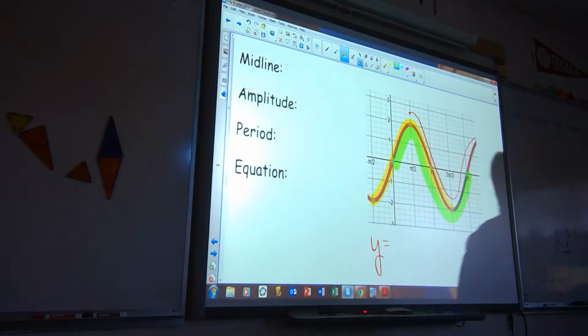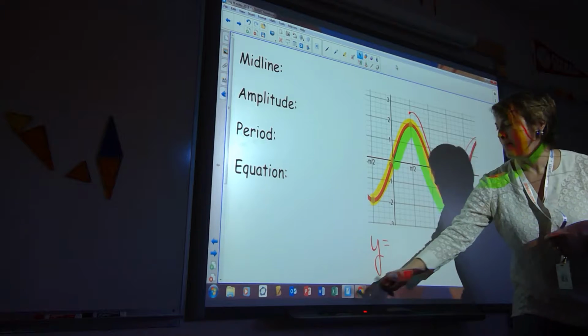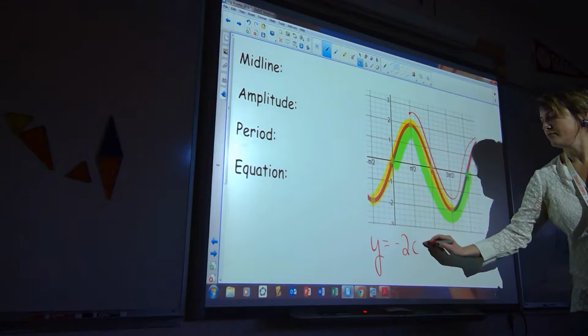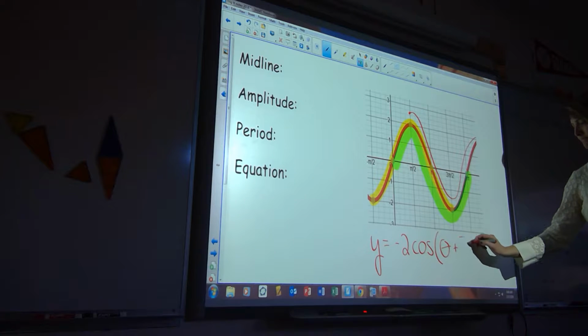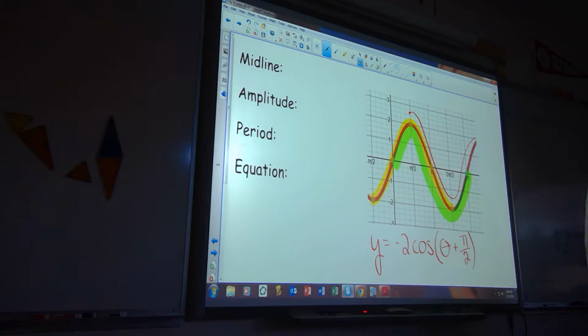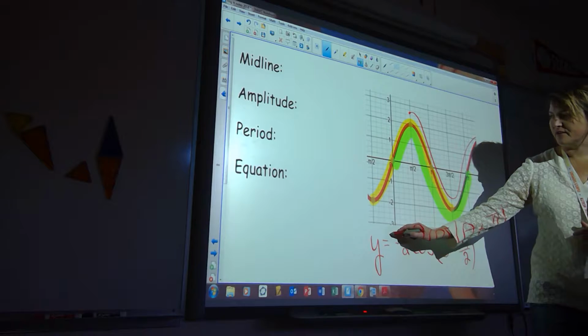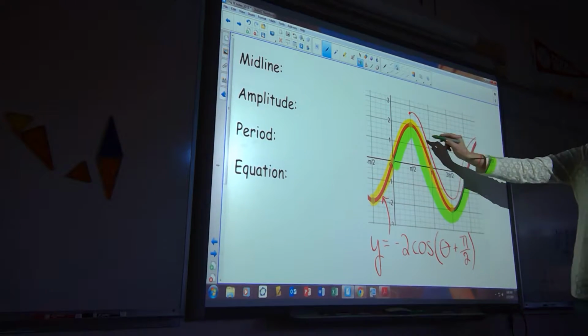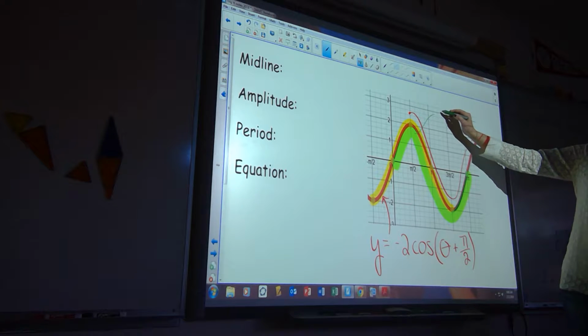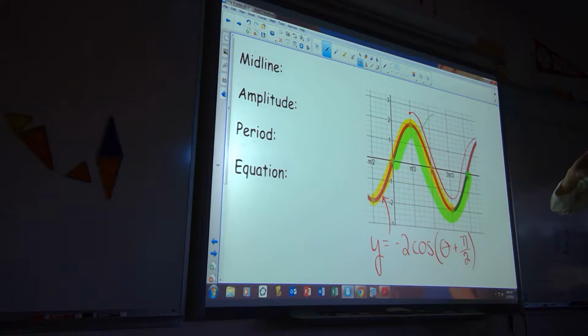Yeah, honey. Would the equation be -2 cosine, and then parentheses, theta plus pi over 2? Yes, it would be. Good job. All right, so that would be for the yellow highlighted one. Anybody want to, Abby, do you want to give a shot at the green one? I'll give you a hint, it's easier than the one that Andi just did.